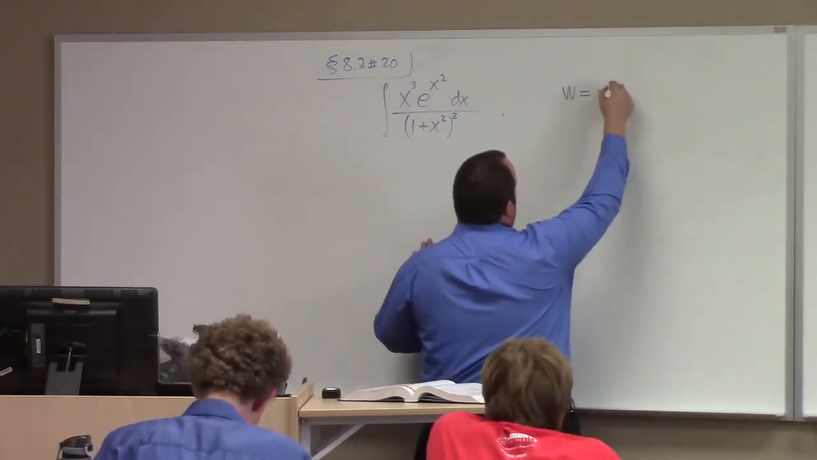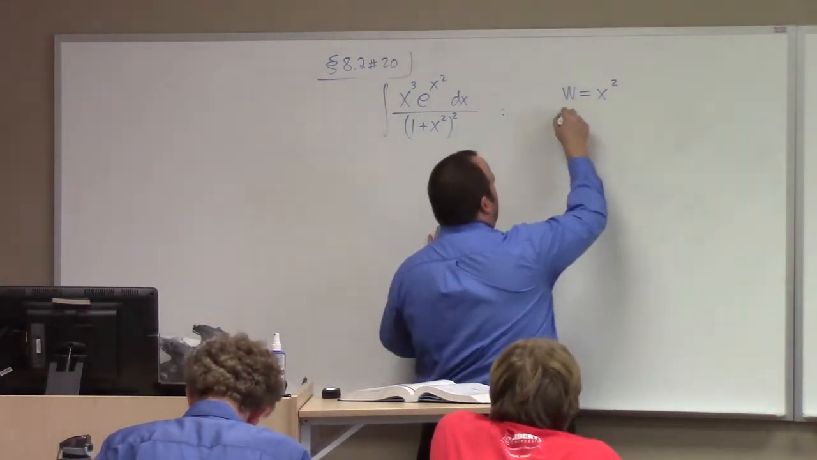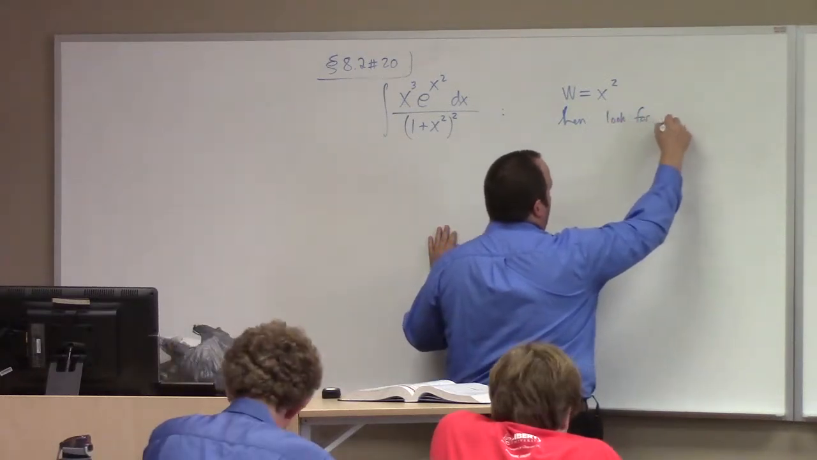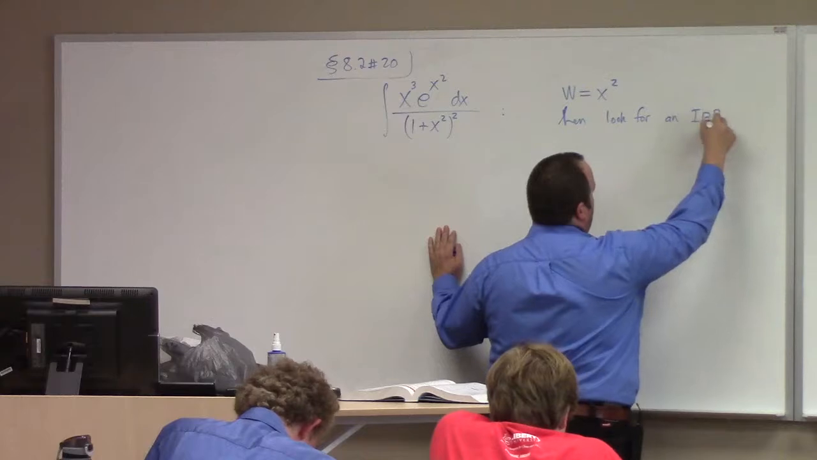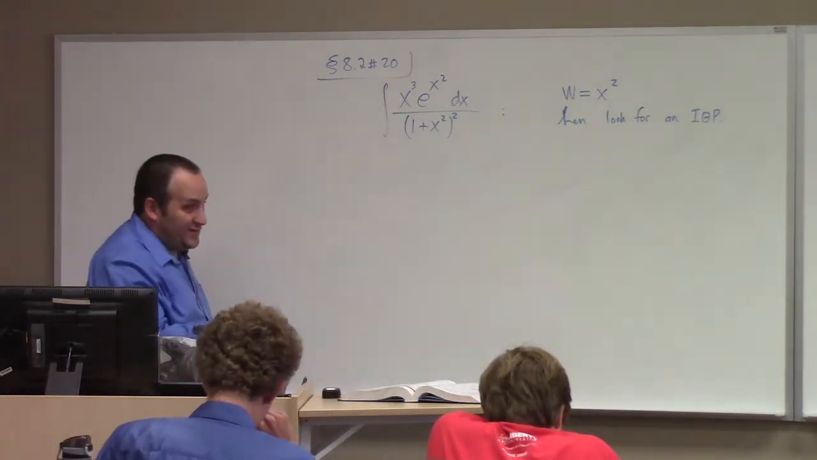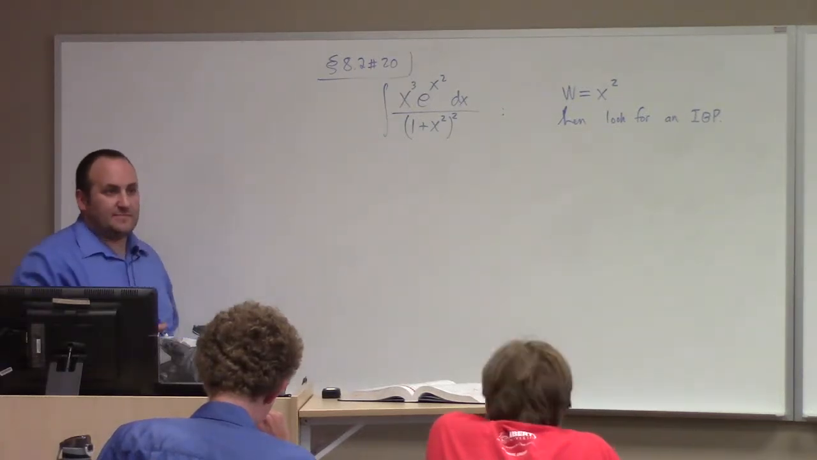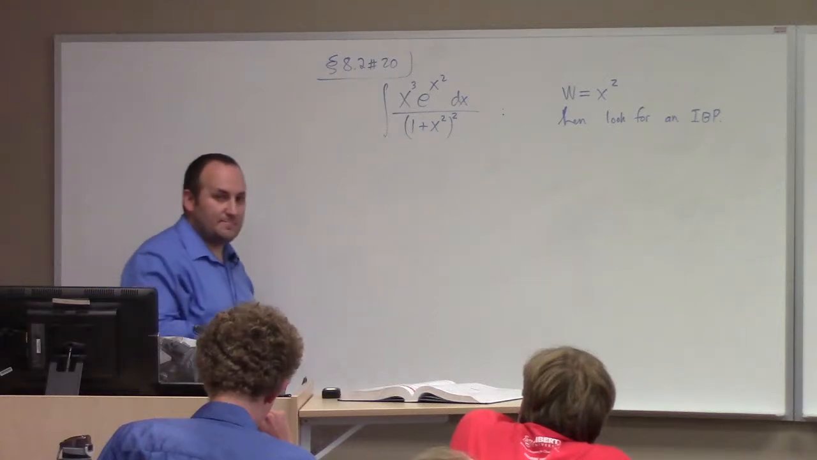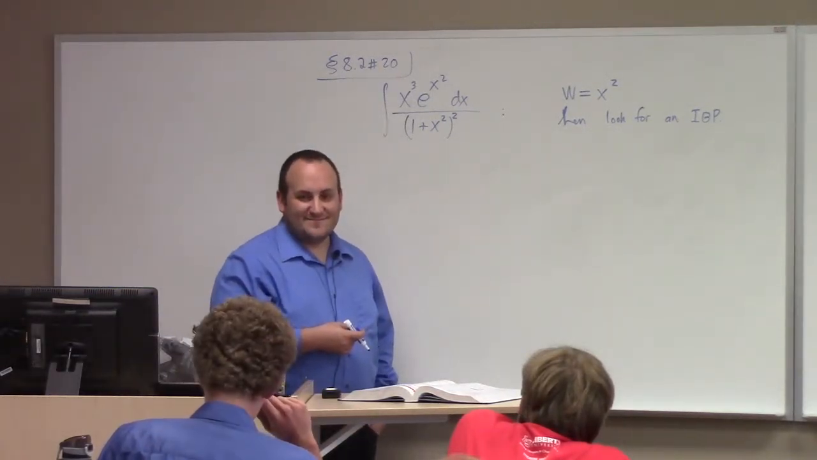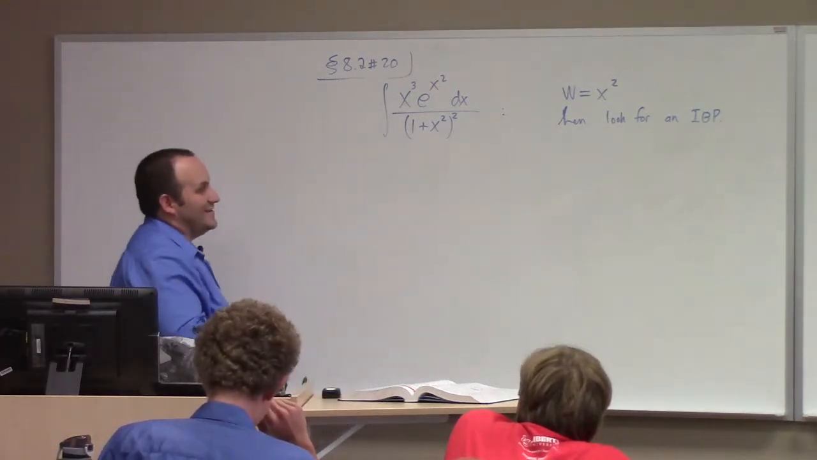I will not work it for you, but what I'll tell you is to make the substitution w equals x squared, then look for an integration by parts to finish it. The integration by parts is not entirely obvious, but with that guidance, you should be able to get through it. That's a path through the wilderness. I did it a much more complicated way, so there may be other ways to do it. There usually are.